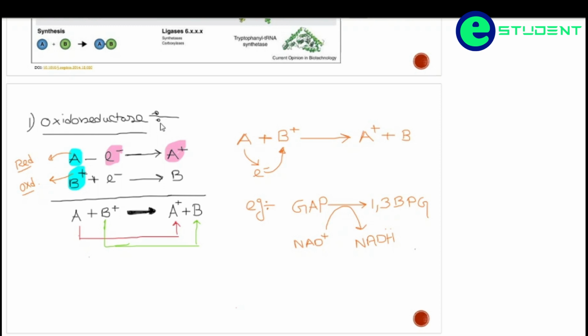So here you can also see that when A leaves an electron, B plus, which was an acceptor, takes up this electron. A, which was in a reduced state, now becomes oxidized, and B plus, which was in an oxidizing condition, now becomes reduced. So this is the mechanism by which enzymes of the oxidoreductase class catalyze the reaction.